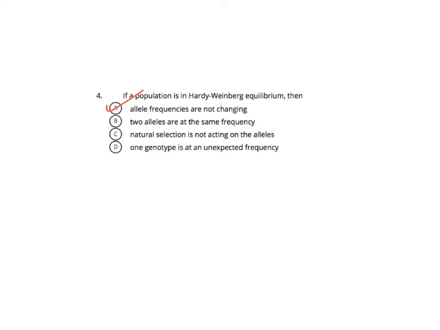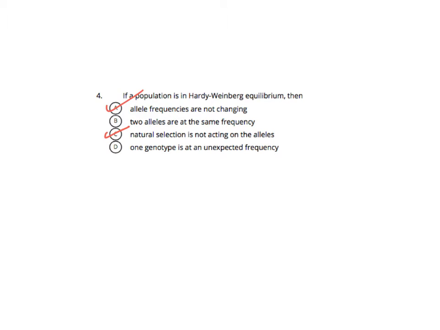It's very likely that some of you have questions about the other optional answers. So now's a good time if you want clarification on why B and D aren't the correct answers. What was C again? So C, natural selection is not acting on the alleles. So when a population's in Hardy-Weinberg equilibrium, then natural selection isn't acting on the alleles. And the opposite is also true.